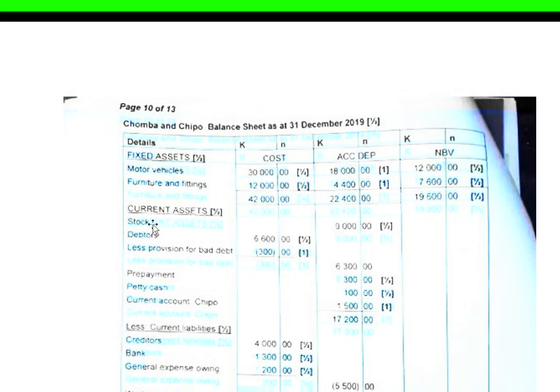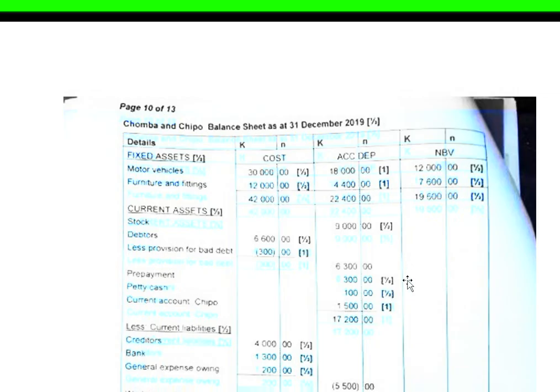Now the current assets, you did a stock count. It says in the additional information, at the end of the financial year, the value of the stock was 9,000 kwacha. The debtors, if you look at the balance in the information given to you, was 6,600. But we need to get the net amount for debtors, which is the debtors amount minus the provision. And the provision, if you go check the additional information, was 300. So 6,600 minus 300 is 6,300.